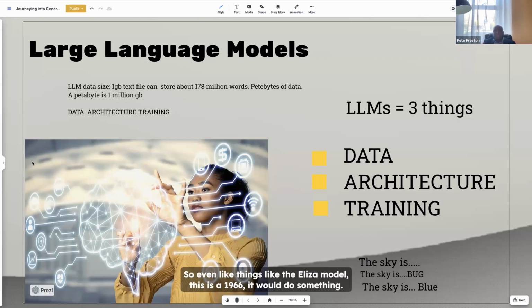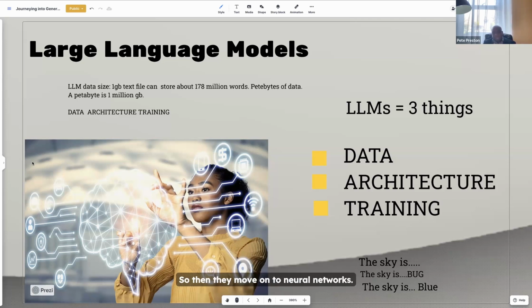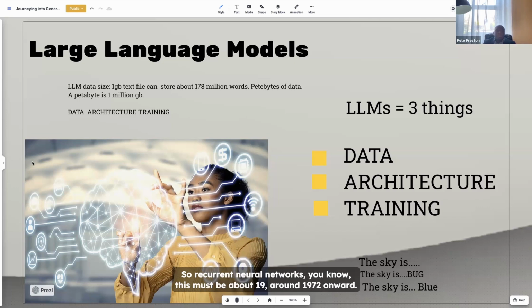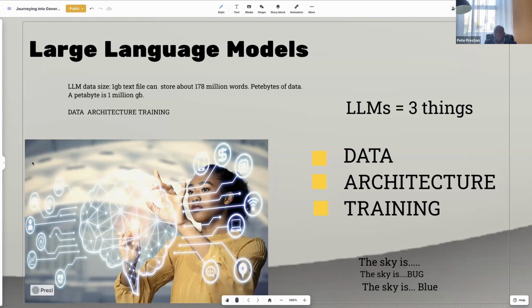So even things like the ELIZA model, this is 1966. It would do something, but after the second query, it starts to unravel. And then each time they would reiterate, they would find out what else to go. So then they move on to neural networks. Recurrent neural networks, this must be around 1972 onward.